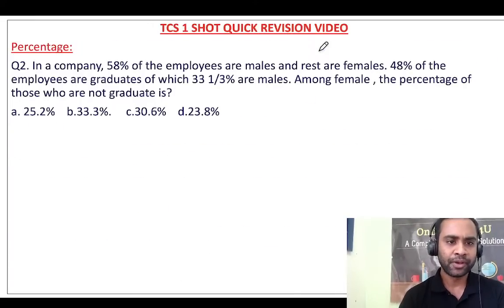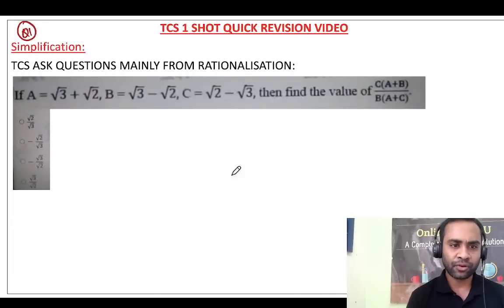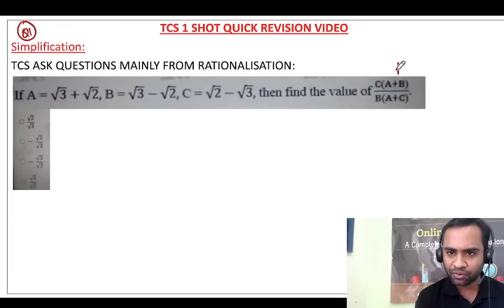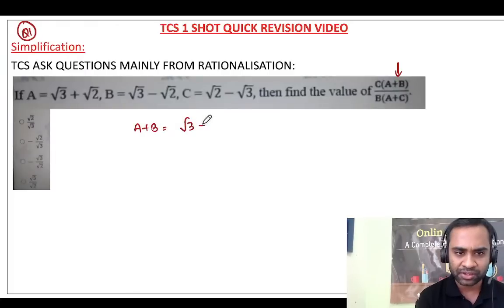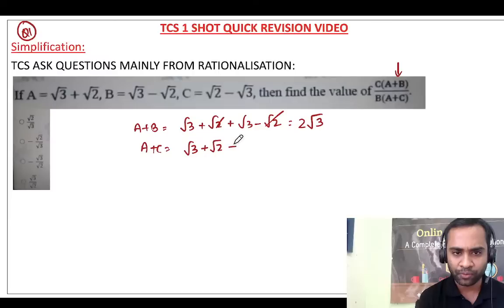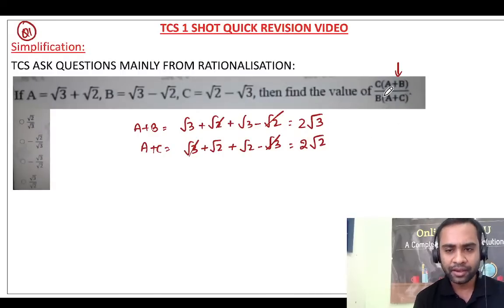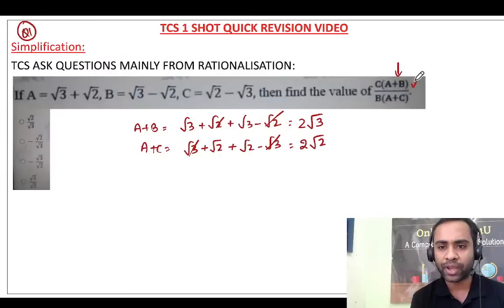Now, question number 1 says a is equal to root 3 plus root 2. We have to calculate c into a plus b. So what is a plus b? Sir, a plus b is root 3 plus root 2 and root 3 minus root 2. So it is nothing but 2 root 3. Sir, what about a plus c? So a plus c is root 3 plus root 2 and c is root 2 minus root 3. So root 3 cancels, 2 root 2. Now they're asking c into a plus b.